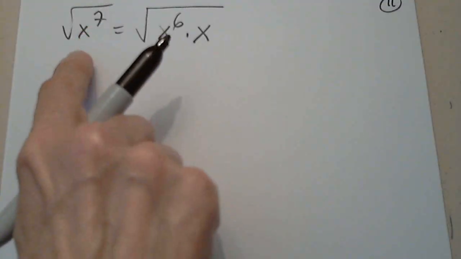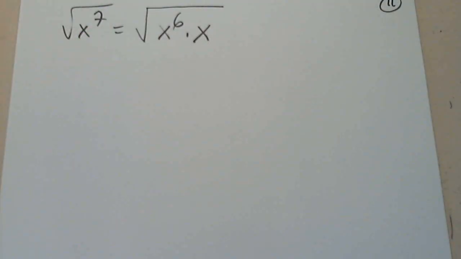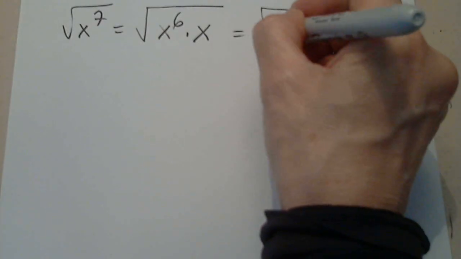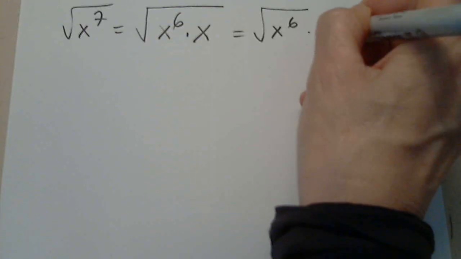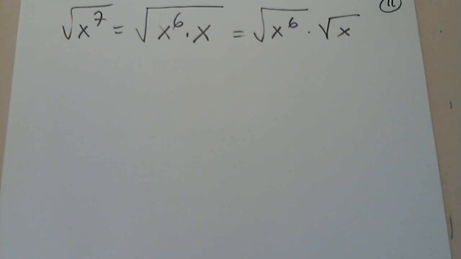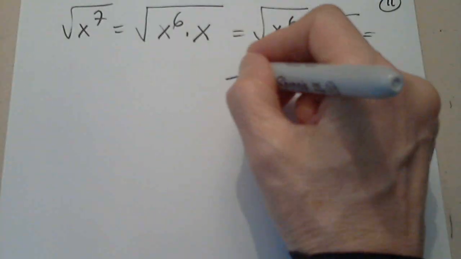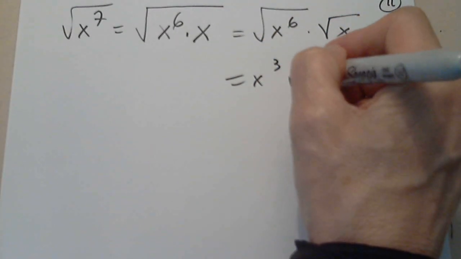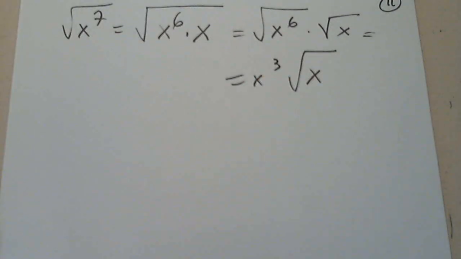X to which power? Because I cannot change the problem. To the first. Yes, indeed. Good. So now I split it. And the first one simplifies. The second one doesn't, but there is nothing I can do about it. X to the third, yes, times x. Yes. Times the square root of x. Yes. 6 divided by 2 is 3.